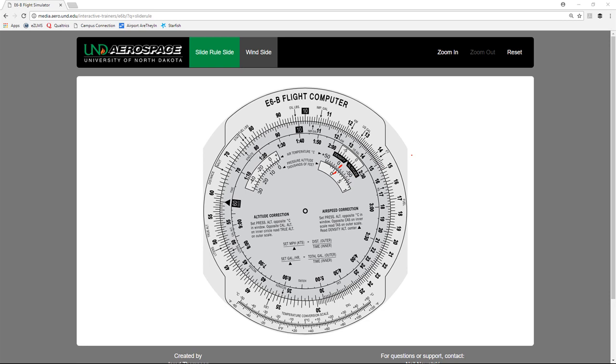The density altitude we can read above, so that looks to be right about -2,000, -2,000 foot density altitude. So your aircraft's going to perform very well today.